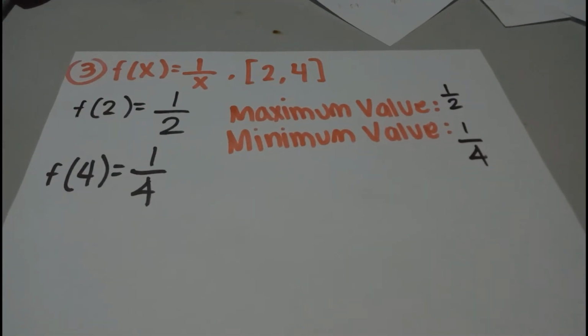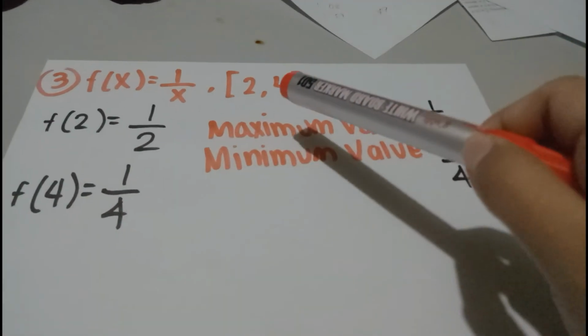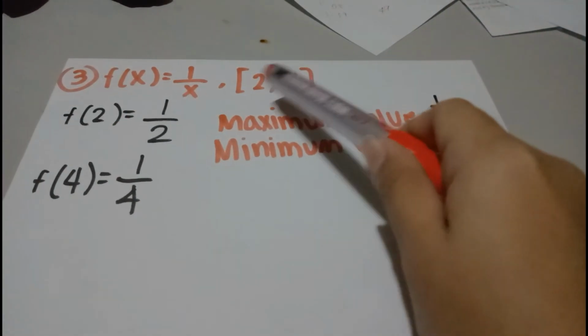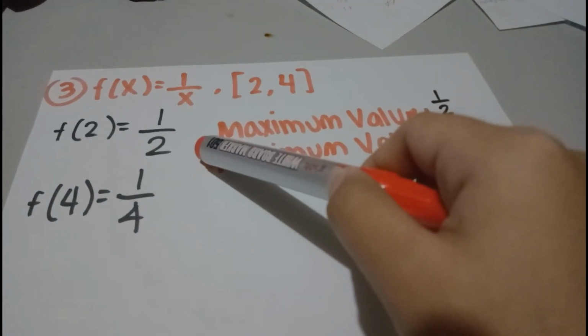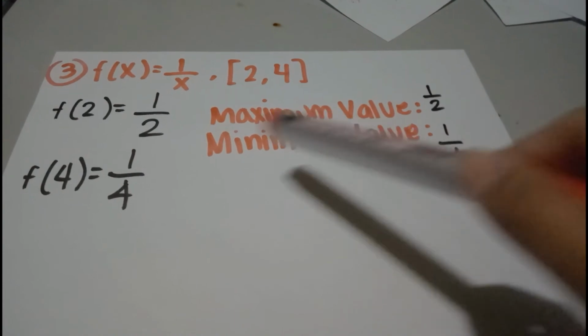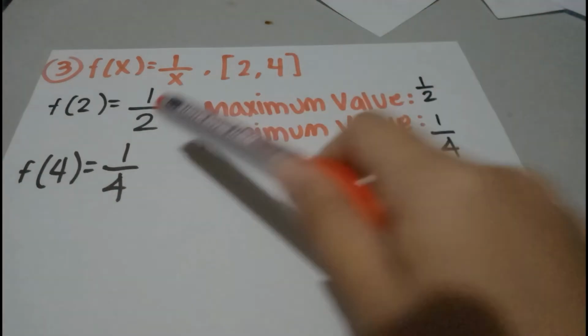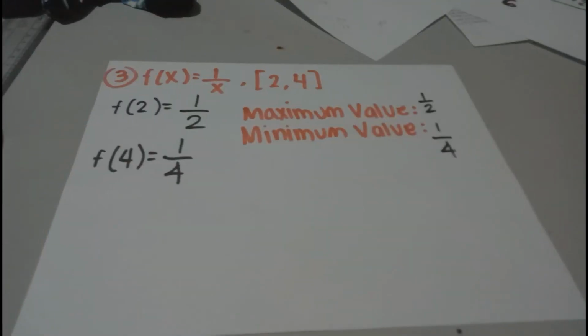The last will be a rational function. In this function, we will just substitute the values of the interval into the whole equation to get the minimum and the maximum value. The minimum value of this problem is 1 over 4 and the maximum value is 1 over 2.